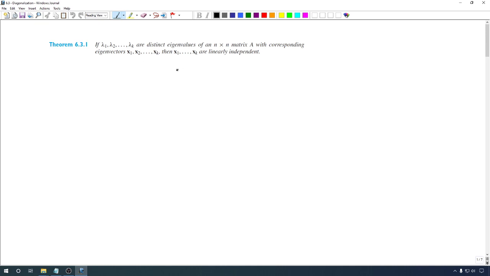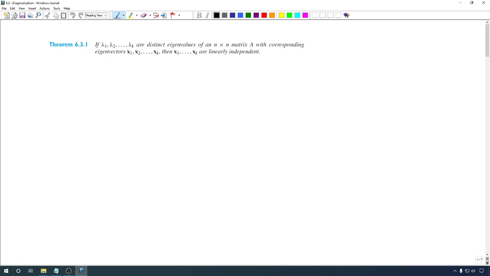eigenvectors are automatically independent. We're assuming here that these are actually non-zero eigenvectors. And it is very important that all these lambdas, these eigenvalues, are different from each other. If any of them are the same, this doesn't necessarily hold. So let's actually prove this.